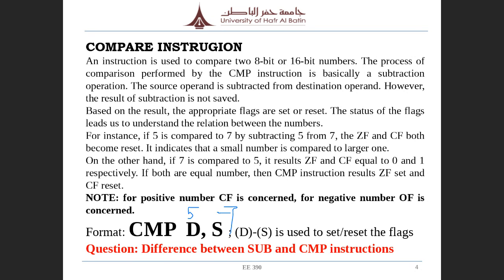If it is a negative number, what will we do? There is a note I wrote here. For positive numbers, the carry flag is concerned. The carry flag depends on the bigger number and smaller number; it will be set or reset. But for a negative number like -7, if we compare 5 with -7, or -7 with 5, whatever it is, the overflow flag is concerned. We have to consider the same thing for the overflow flag. We'll discuss the details.